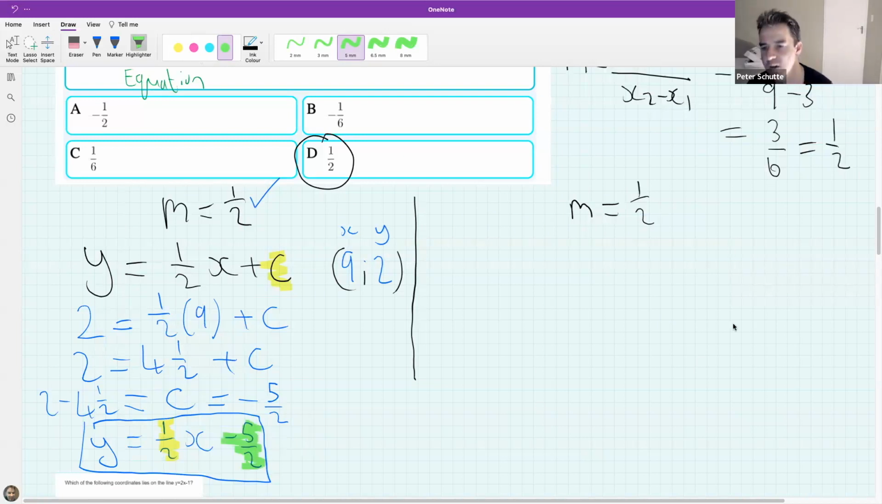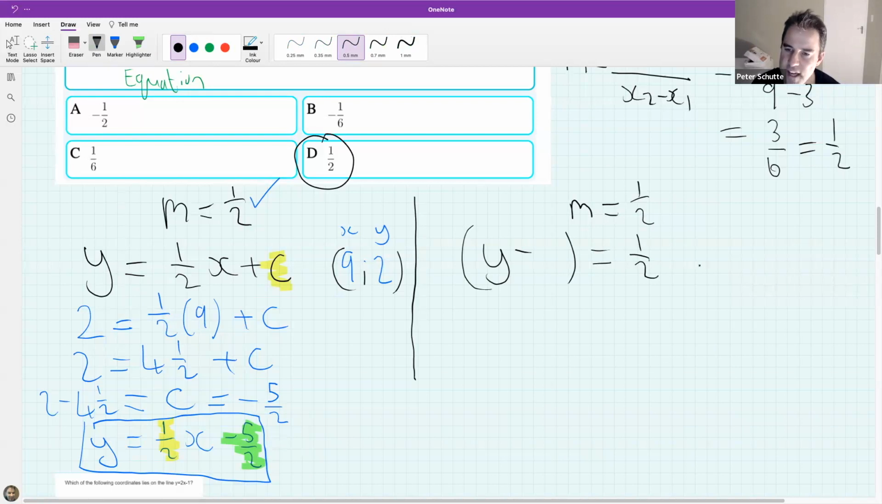Now, just to show you how the other method works, and it's also completely fine, we say y minus some point equals m, and the gradient was a half, and then x minus some point. Now, the point that you chose earlier was 9, 2, so this is the same point that I'm going to use here. It's the point on the line. If I'm a good math teacher, I should get the same answer using both methods. So you say x minus, this was x1, so this would be 9. And over here on this side, you go y minus 2.